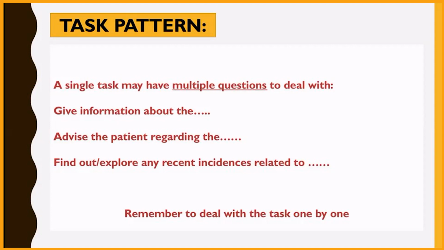So when you give information, how do you begin? Well, I shall explain in detail about, and then you go ahead with the explanation according to the task and the bulletin points. When you have to give advice, well, let me advise you regarding the risk. That is how you can begin. Find out, explore: can I know if you had any recent incidences related to, say, skin infection, or any kind of infection?